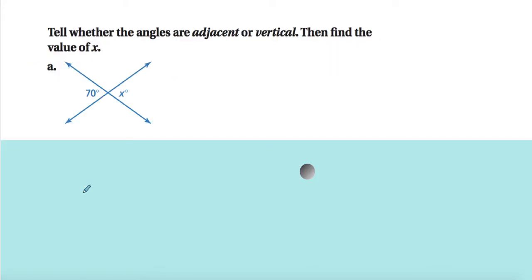Let's look at some examples. Tell whether the angles are adjacent or vertical, then find the value of x. So here I notice in our model that we have two values that are opposite of each other. That tells me that we are looking at vertical angles. And I know by the definition of vertical angles, they are the exact same size. So if I know this value is 70 degrees, my value of x is also 70 degrees.